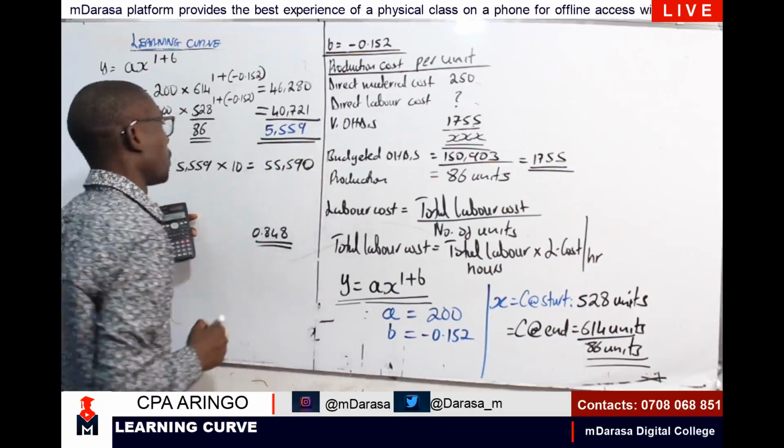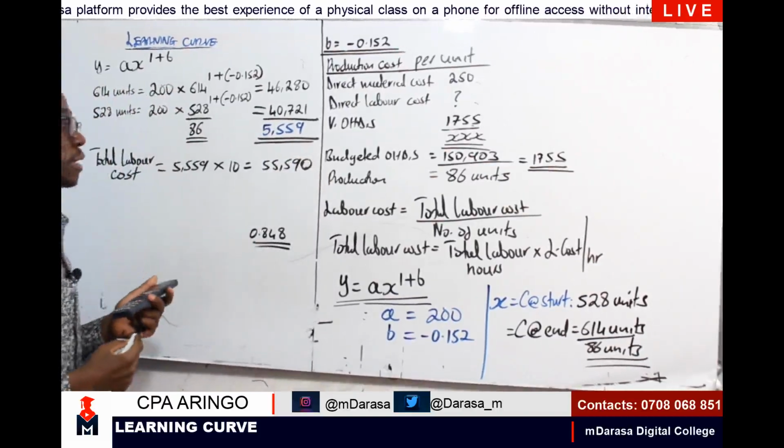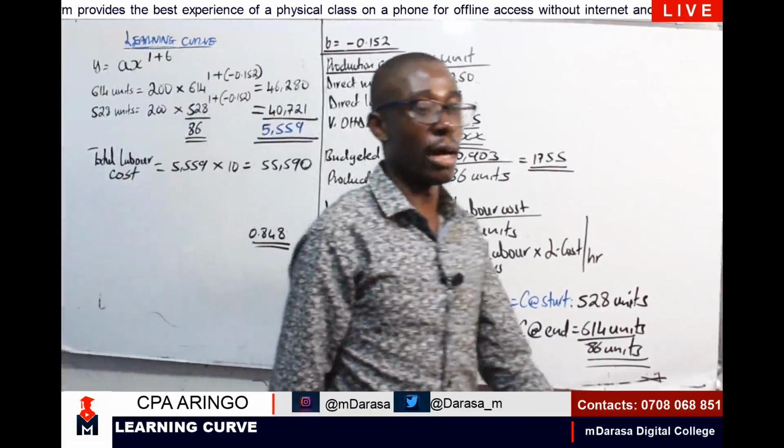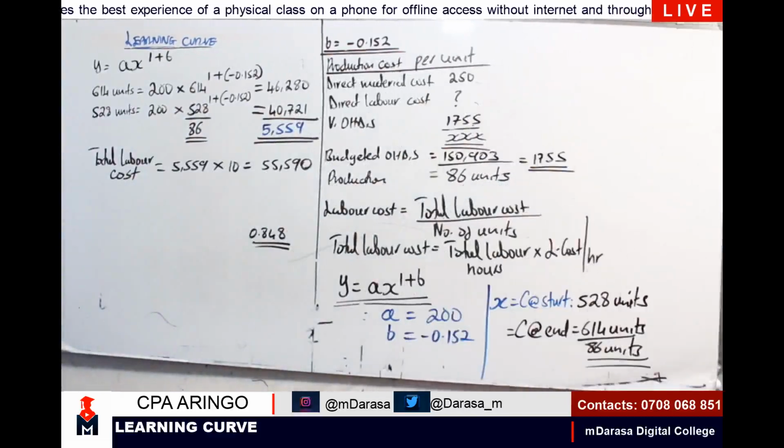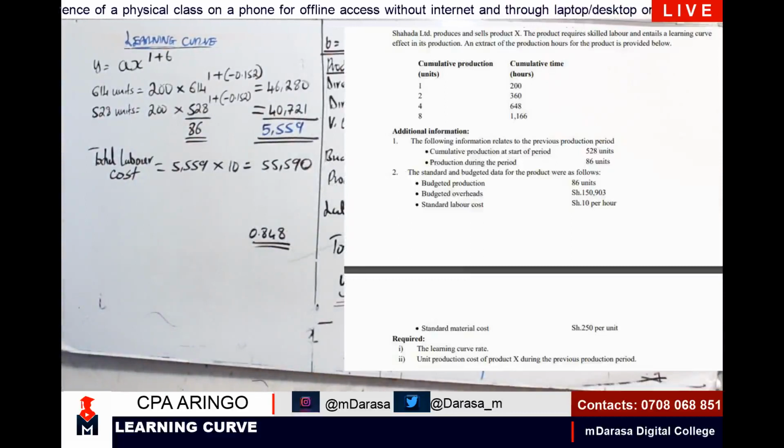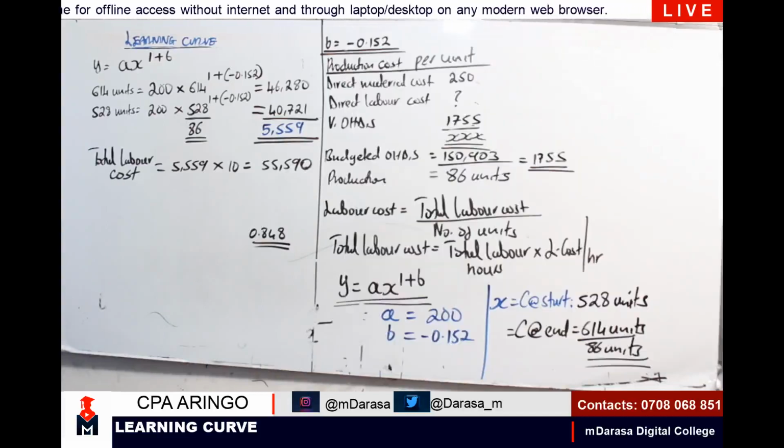One will ask mwalimu, where are you getting that 10? This is the 10 that you're given. Go to note number 2, where we're told that standard labor cost, you're given 10 shillings per hour. That is where we've gotten that 10 shillings per hour.